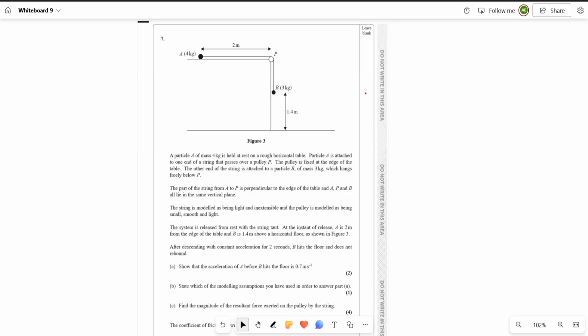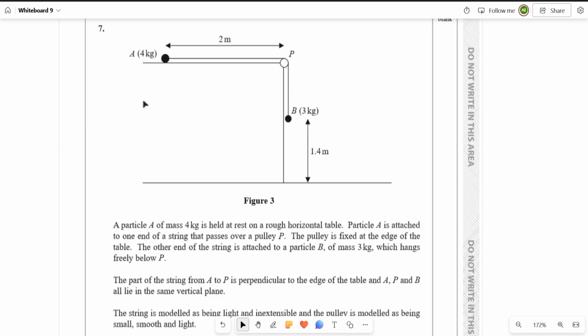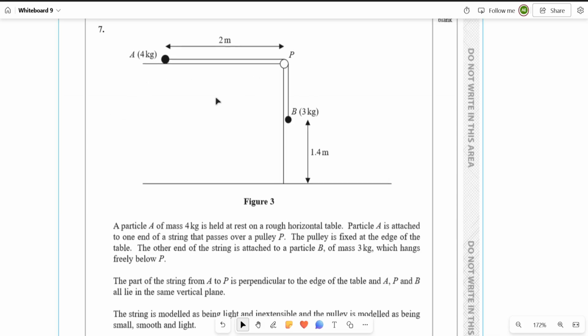Hello and welcome. In this video, we're going to be solving a mechanics question from the 2020 Jan Edexcel paper. So let's start by reading the question. This looks like we have two particles, they're connected with a pulley. So let's read and see how we're going to approach this question.